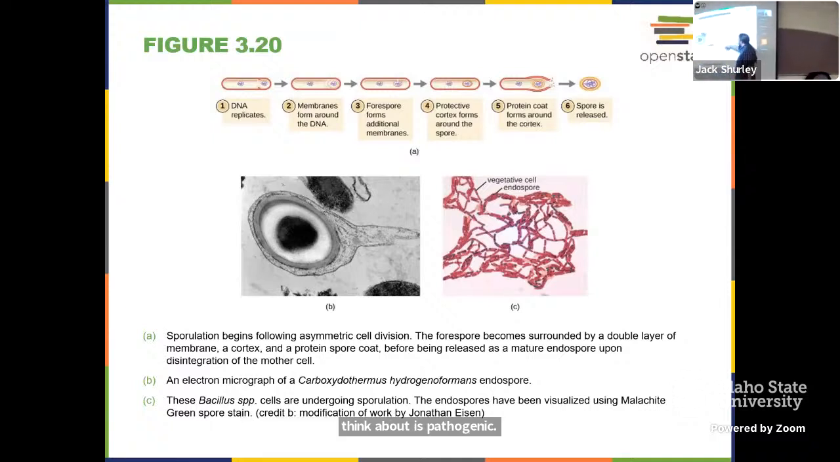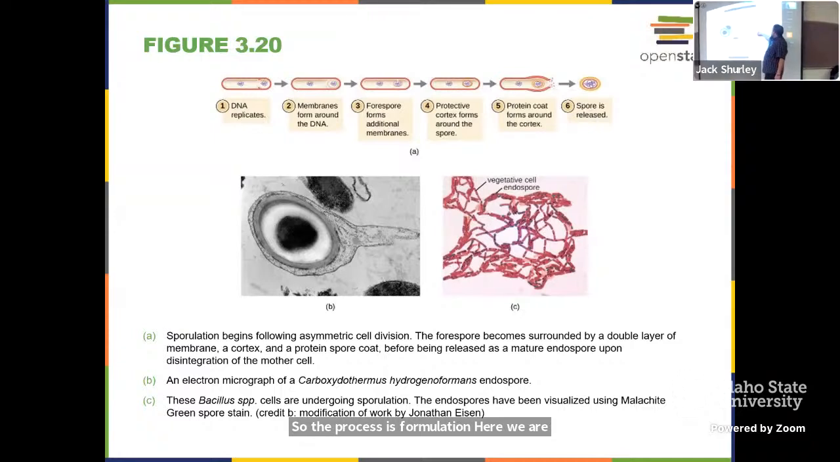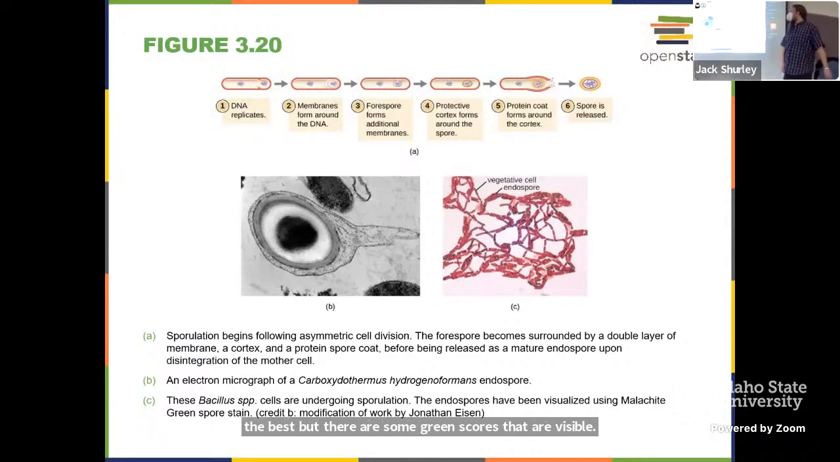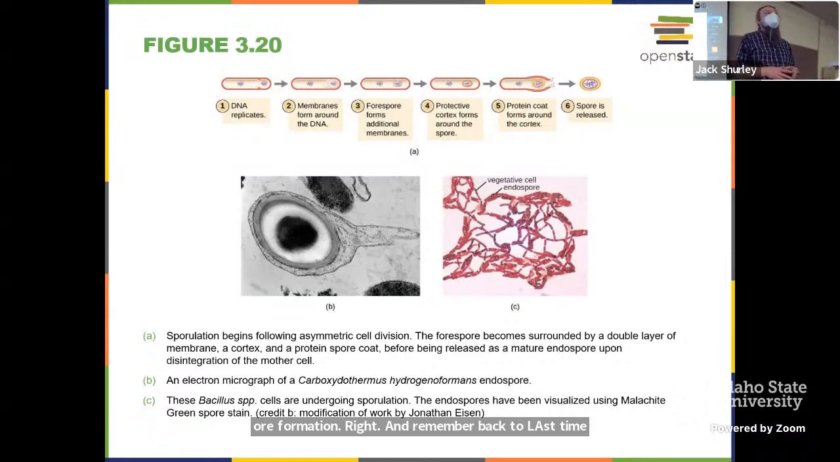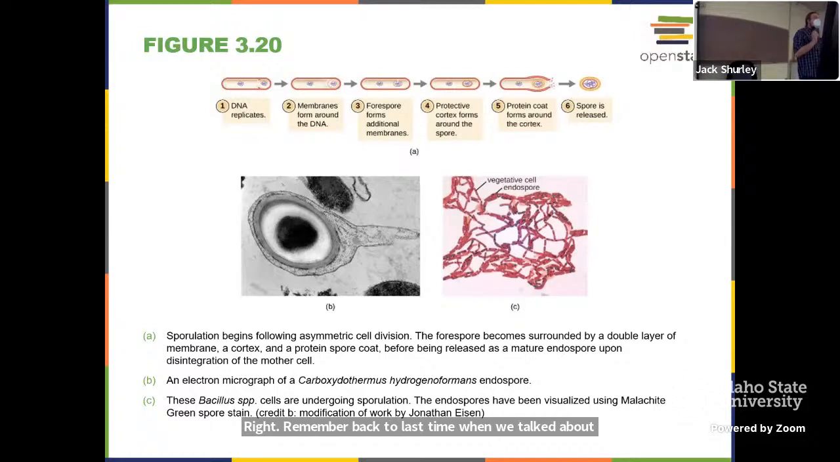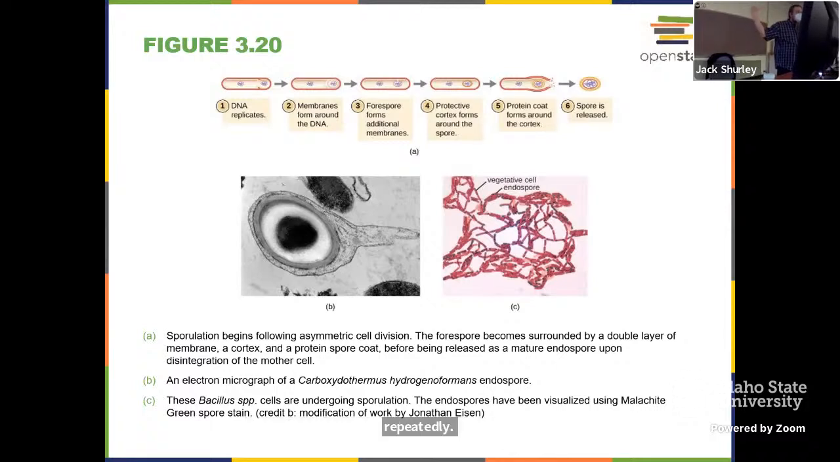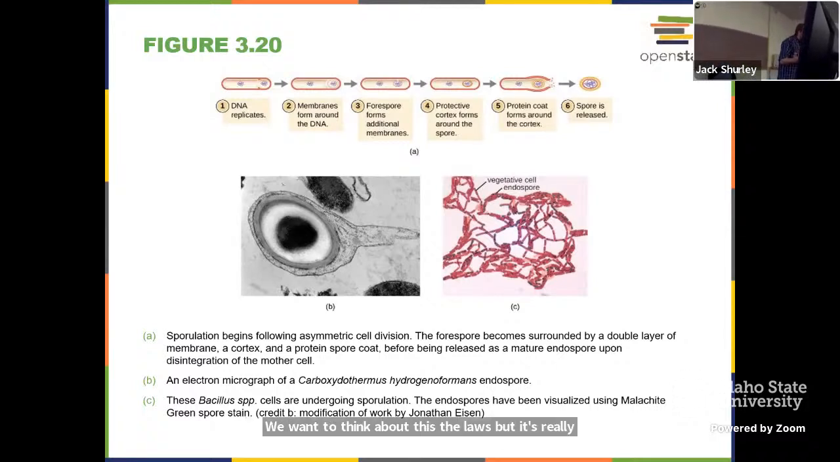So the process of sporulation here, we are seeing that we've got a spore stain over here that's not the best, but there are some green spores that are visible. It's a little better right on the monitor, but projecting it up there, it's kind of lost. Up above is the process of spore formation, all right? And remember back to last time, that was so far ago, right? Remember when we talked about Tyndall and the process of heating and cooling products repeatedly. We want to think about this the littlest bit. It's to really destroy those spore formers, right?